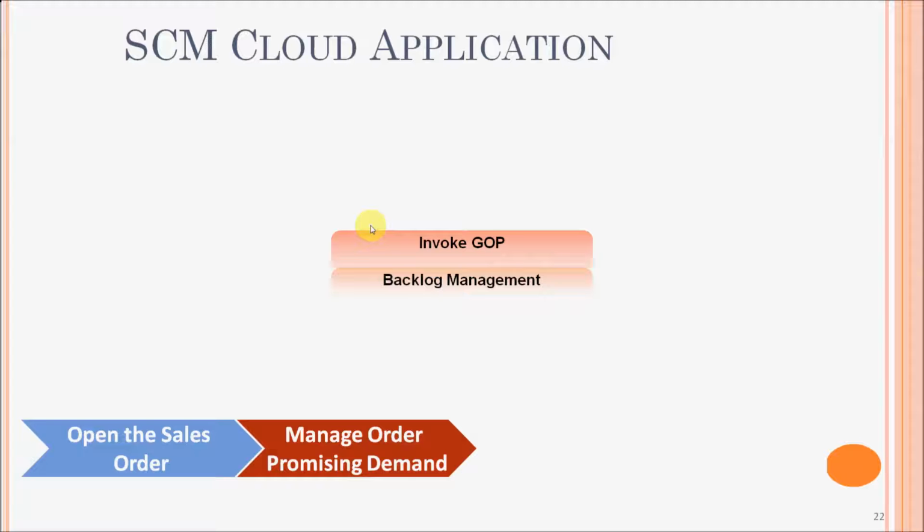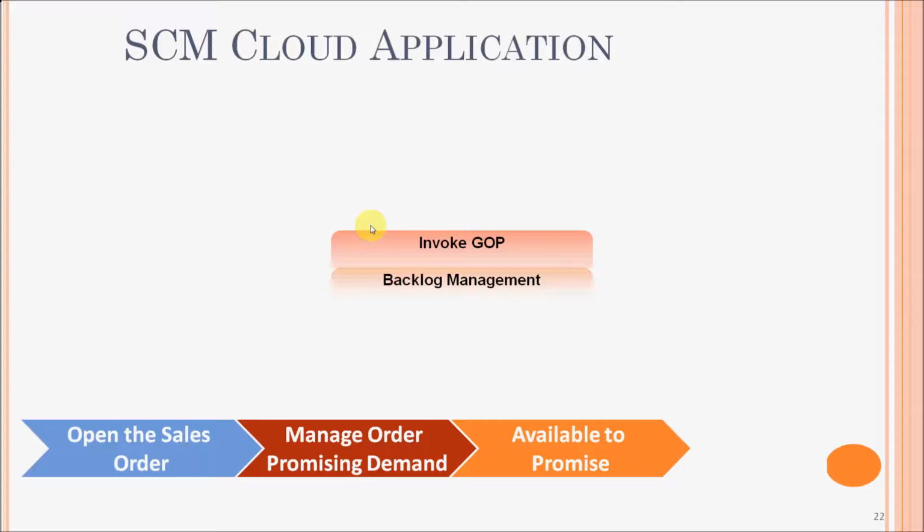So this scenario will be very useful for customers who have scarce supply but huge demand. That's when they can use backlog management. For customers who have enough supply, with a make-to-order or make-to-stock environment, they can just invoke the GOP at the line level. It depends upon the business criteria.